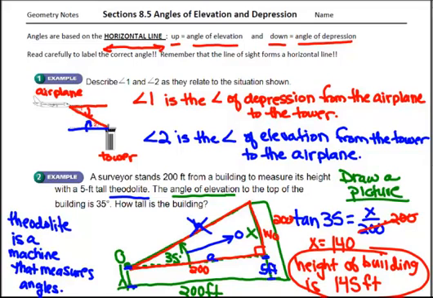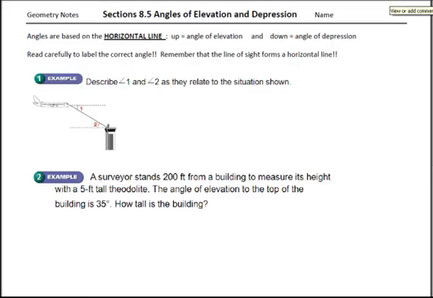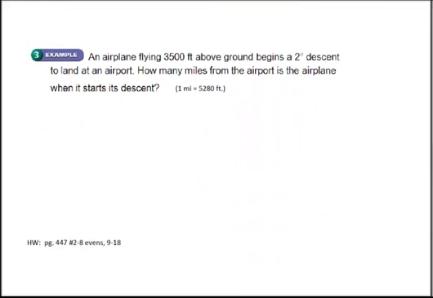Okay, let's do one more example and then I'm done. Let me clear this ink. An airplane is flying 3,500 feet above the ground, and it begins a 2-degree descent. Descent. This means like depression, going down. That's what this word means. To land at an airport. So let's draw a picture. It's a word problem. We're going to draw a picture.